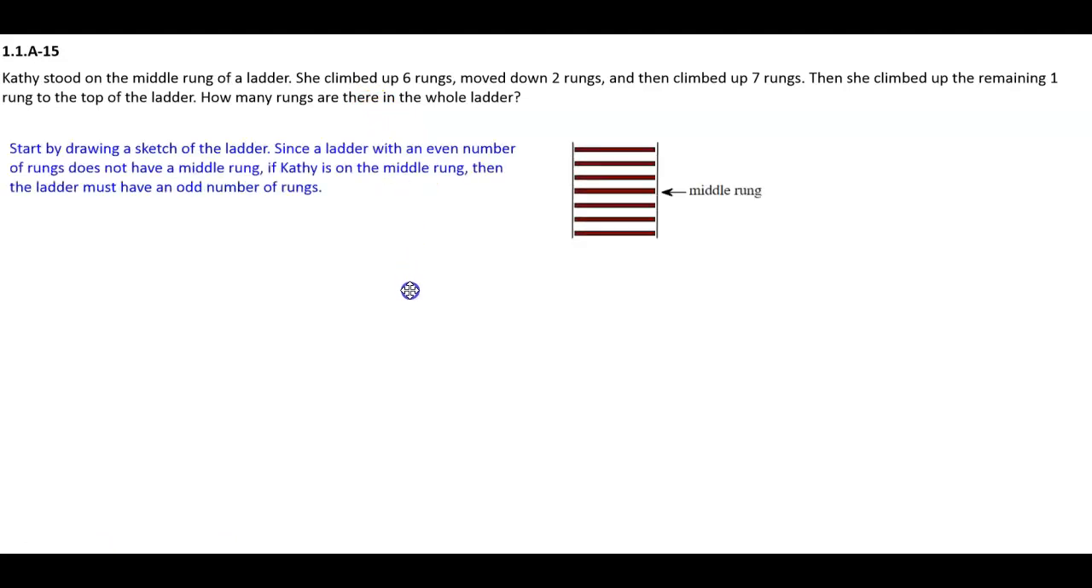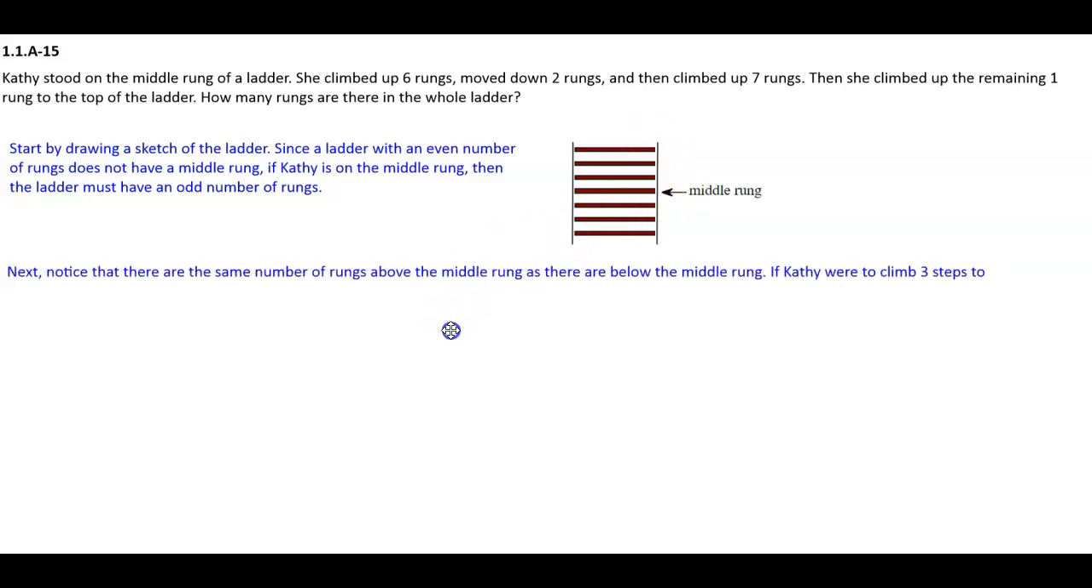Well, first let's start by sketching, okay? So you start by sketching a ladder. Since a ladder with an even number of rungs does not have a middle rung, if Kathy is on the middle rung, then the ladder must have an odd number of rungs. So 1, 2, 3, 4, 5, 6, 7. There's the middle rung.